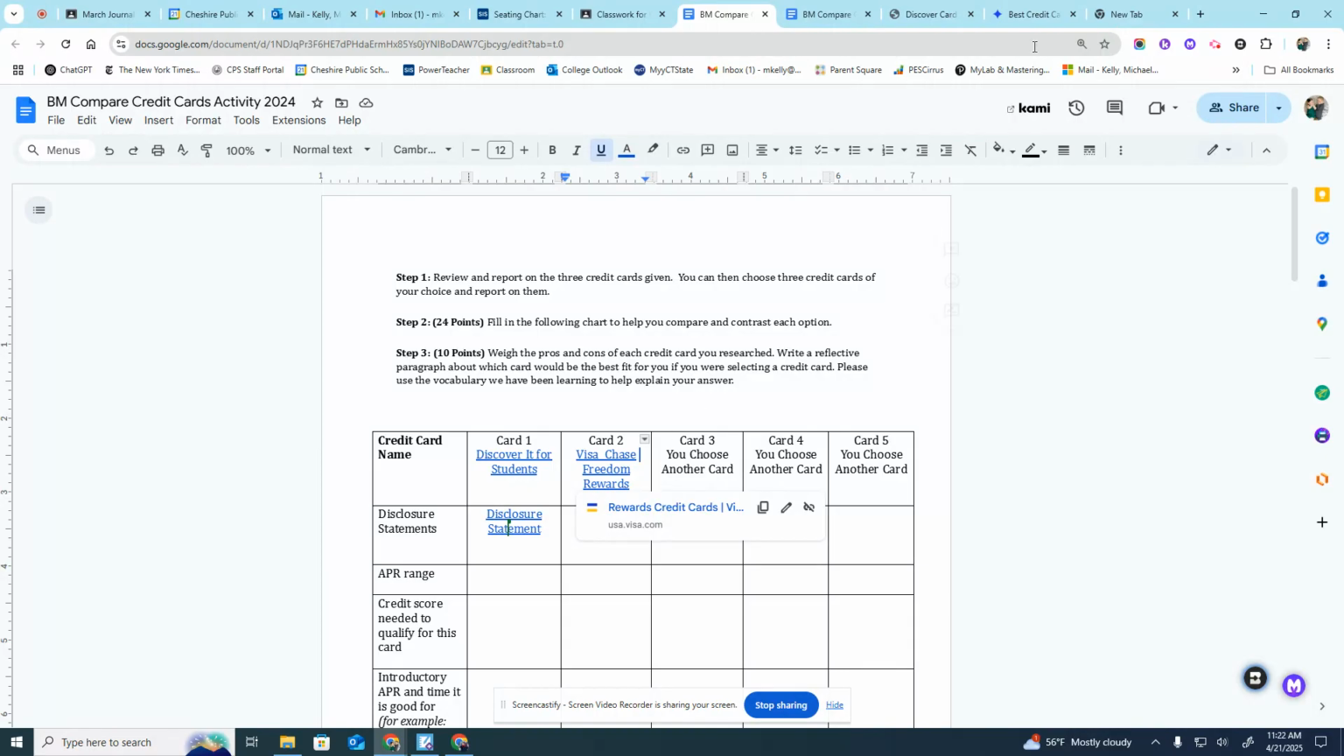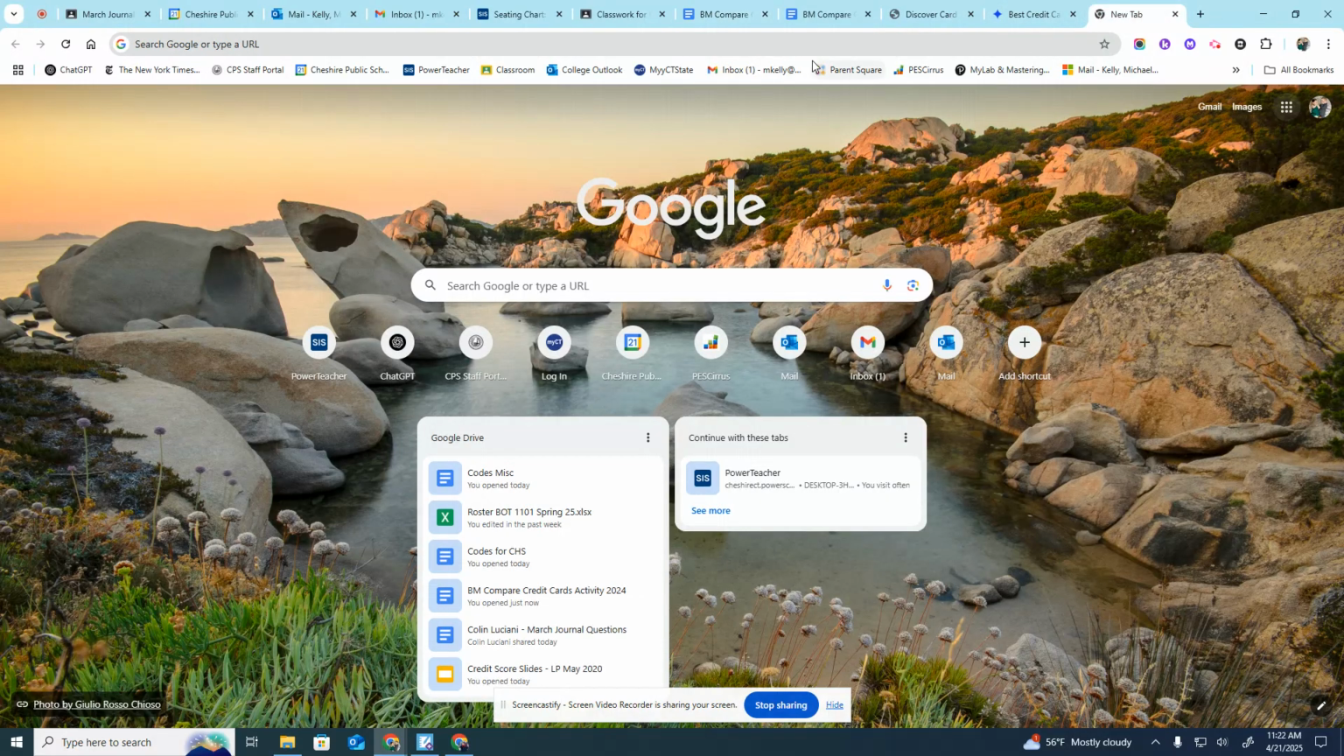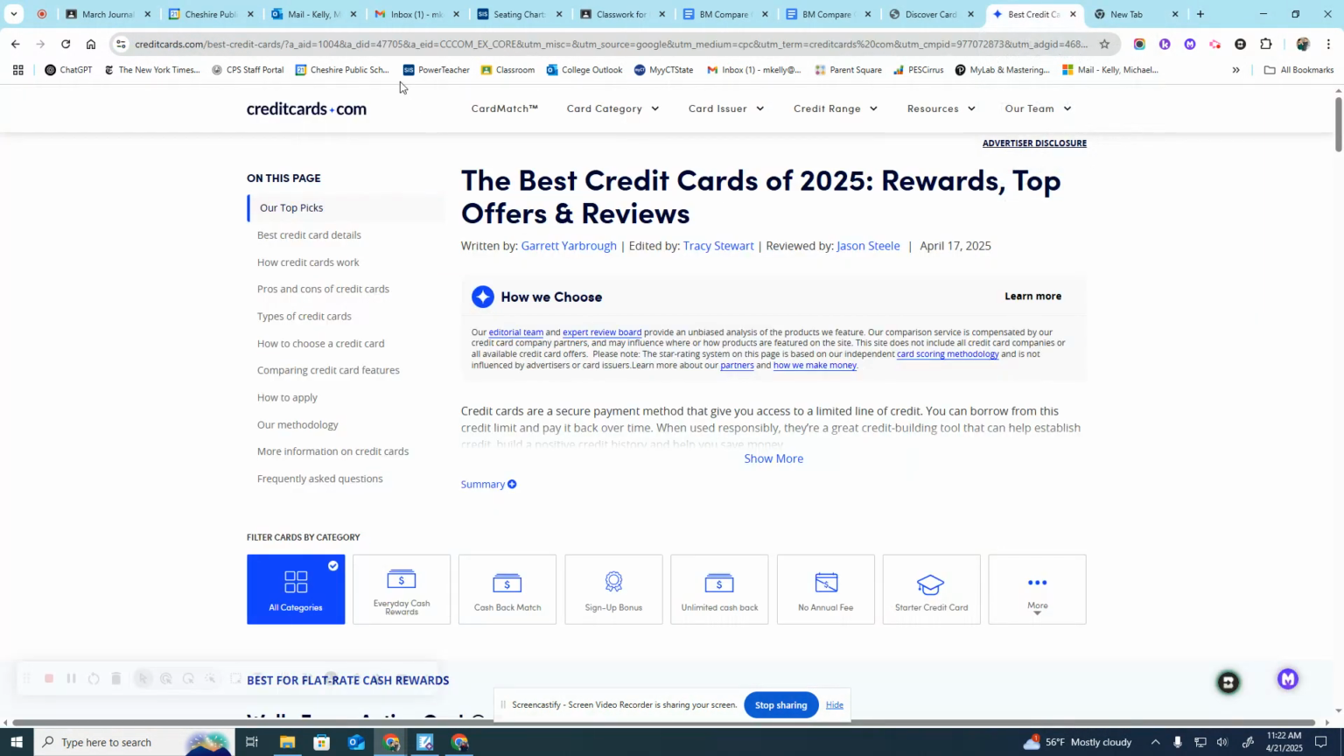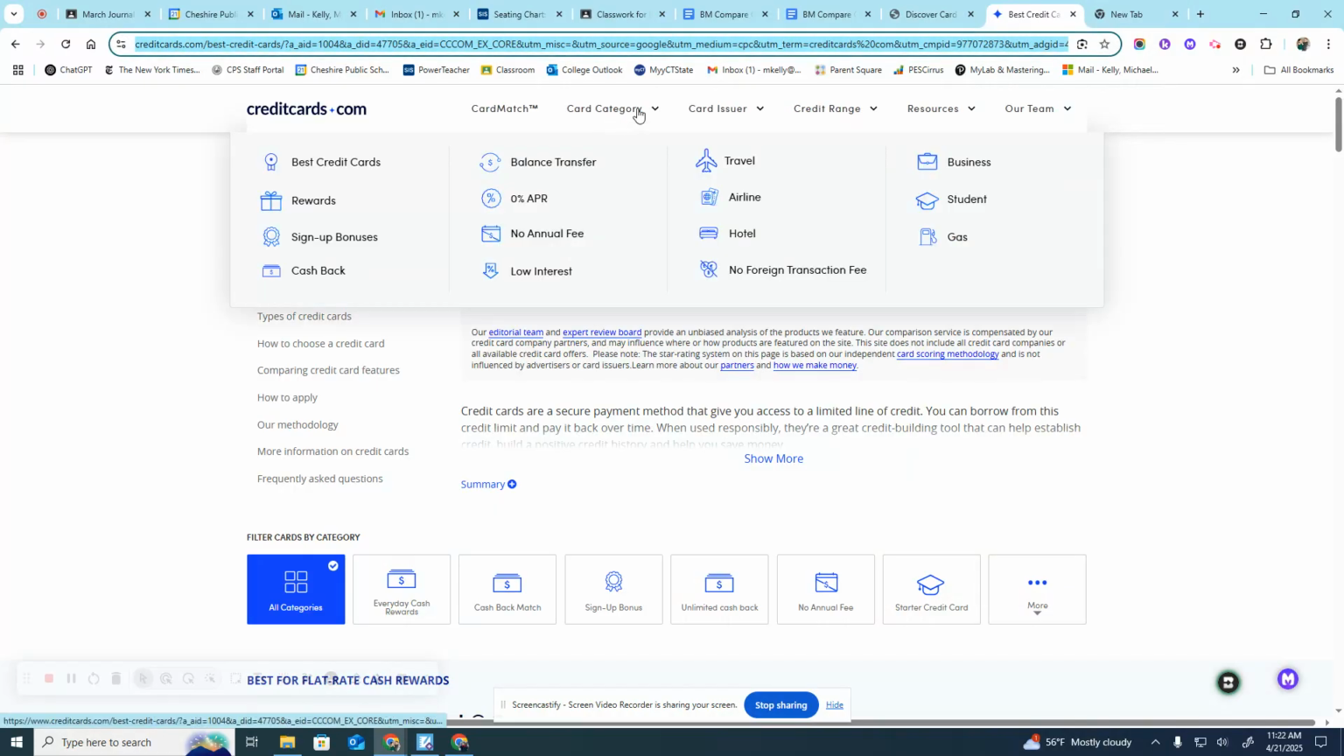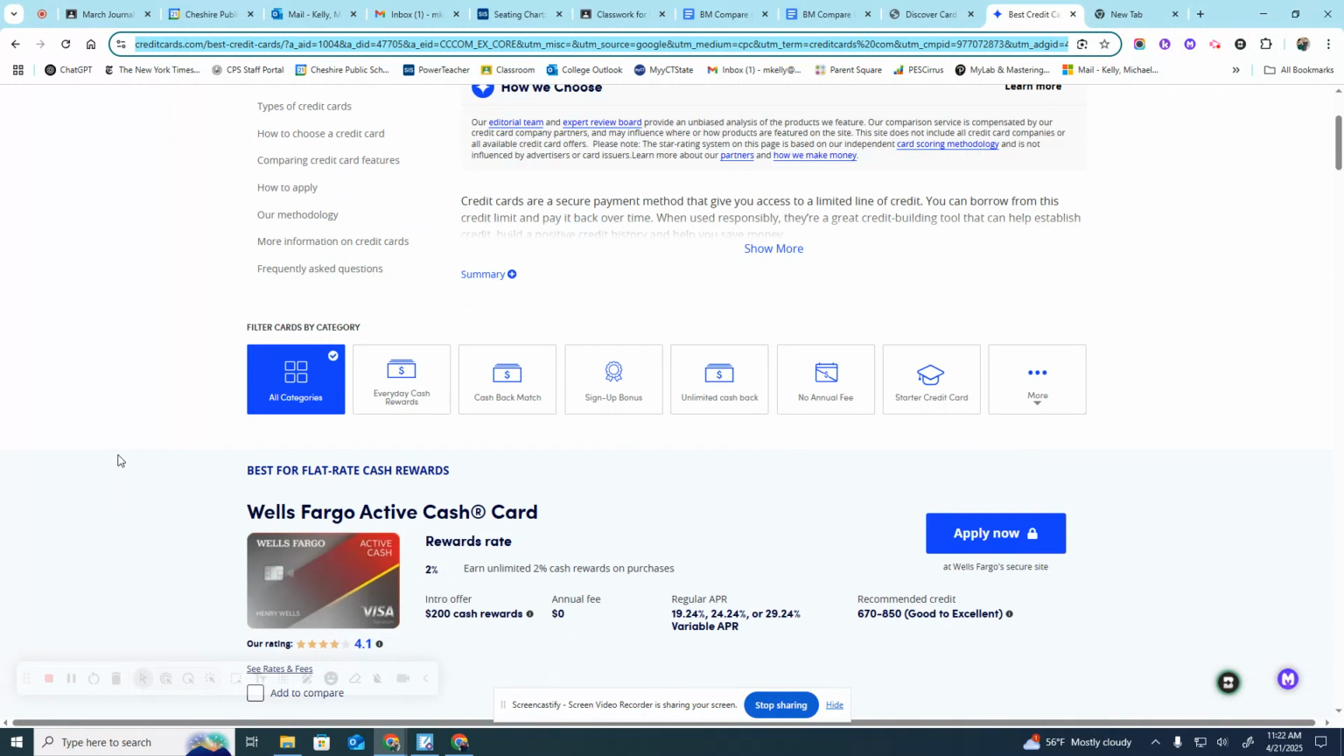So I'm going to first go into creditcards.com. So I go onto creditcards.com, and this is what the site looks like. And you could search credit cards based on if you want travel, airline, hotels, if you're a student, miles, cashback. There's all different types of credit cards. So we're going to look at what comes up first.